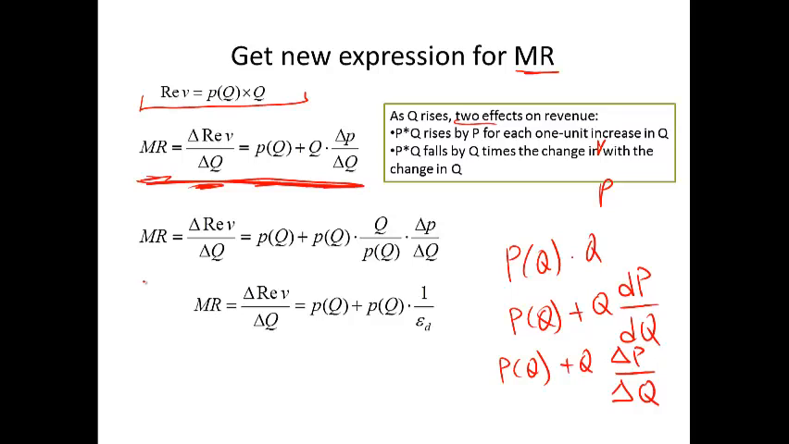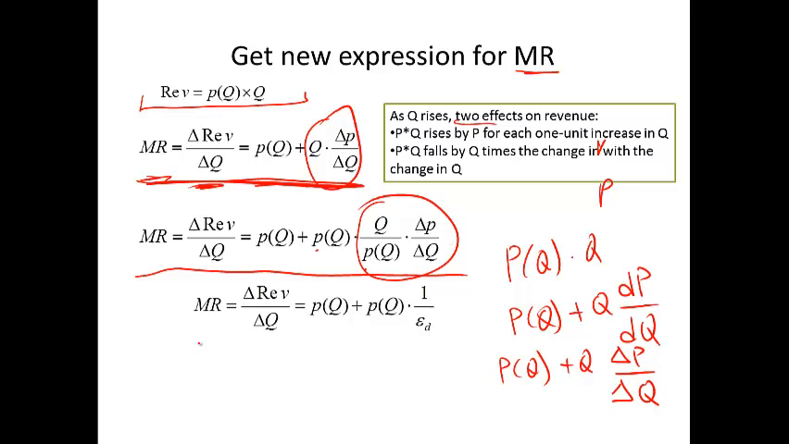All right, moving along though, we can write it slightly differently. All we've done here is that we've taken this last term and we've multiplied it by P over P. The first term we left alone, it was just P. But by doing this, we recognize that this term right here is something familiar. What is it? Well, it's 1 over the elasticity of demand. Remember, the elasticity of demand was the percent change in quantity with a percent change in price. This is just 1 over that.